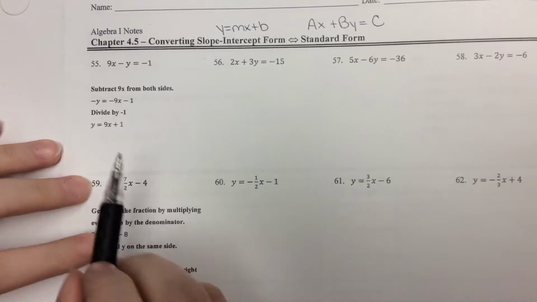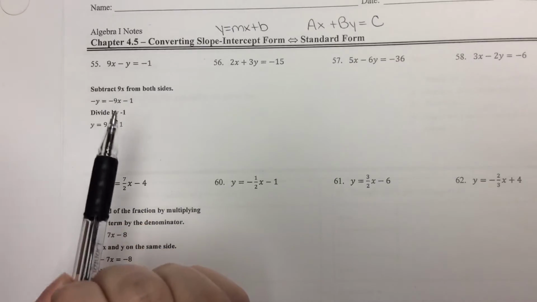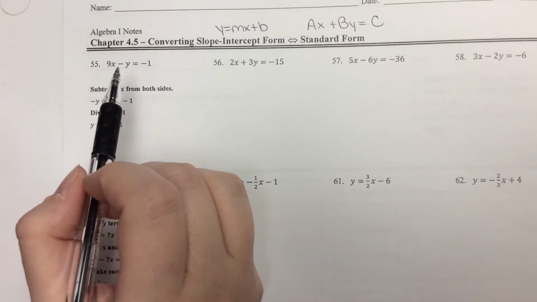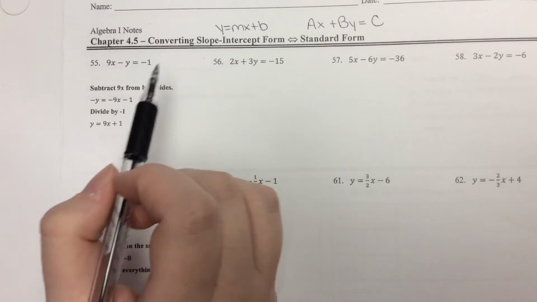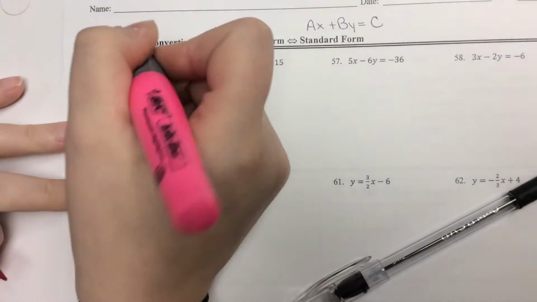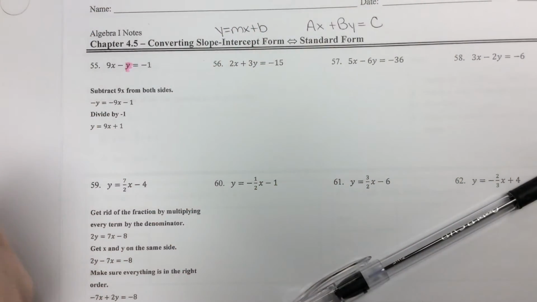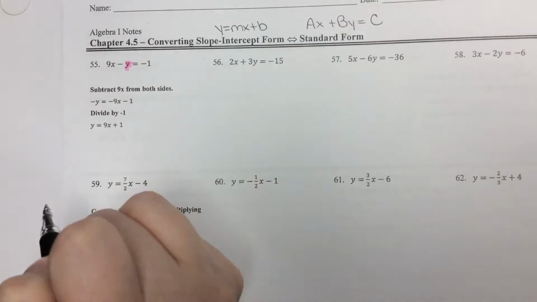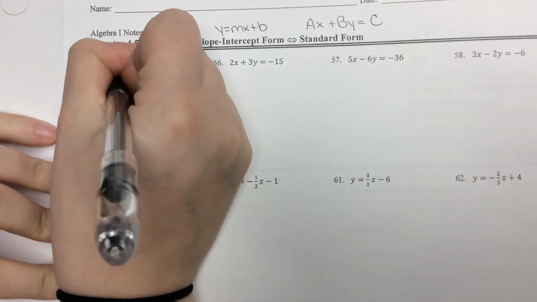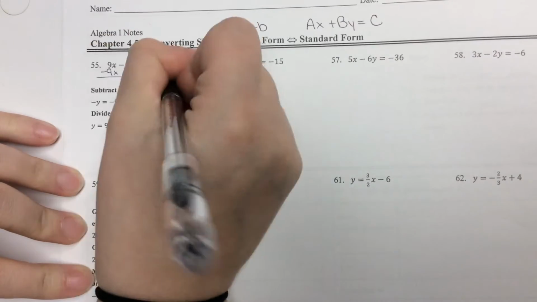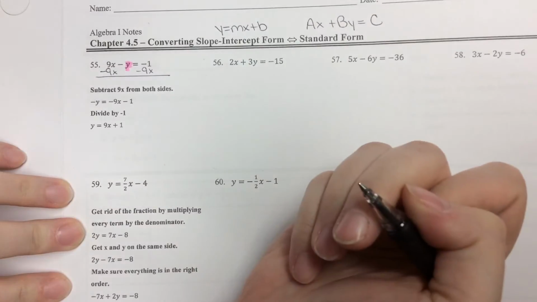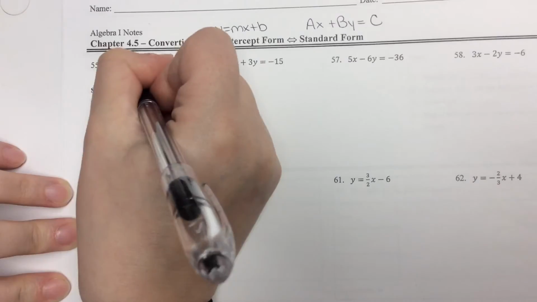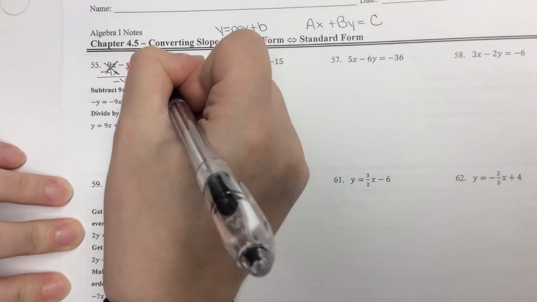All right, so let's look at an example. 55 and 59, I actually wrote out the steps for you. So in 55, how would we solve this? We need to convert to slope intercept form, so we need to solve for y, get y all by itself. All right, so first thing you would want to do is subtract 9x from both sides, okay? And we would have, this is gone, negative y equals negative 9x minus 1.